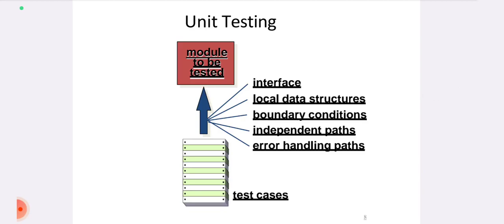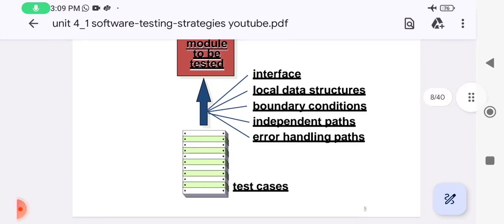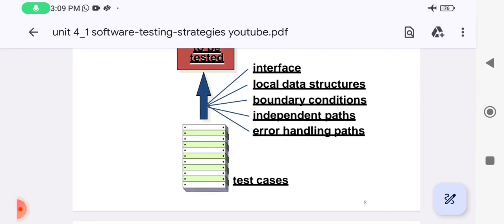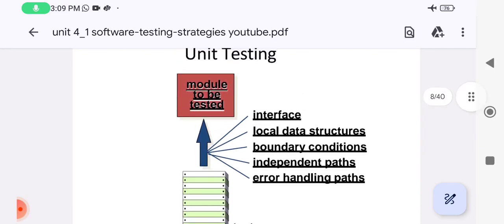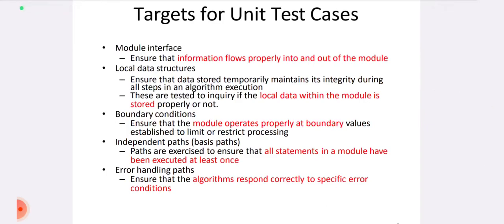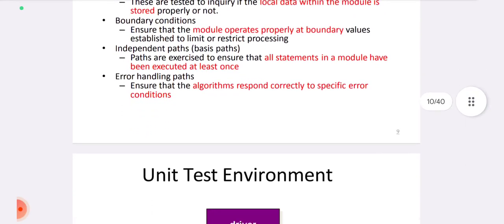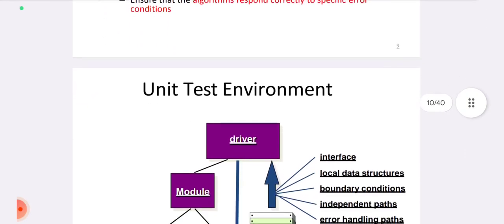So in unit testing, this is the diagrammatic representation of unit testing. Here interface is used. All the interfaces will be tested, all the local data structures will be tested, all the boundary conditions will be tested, and independent paths and error handling paths, everything will be tested under unit testing. So whatever we have told in the previous diagram has been explained here.